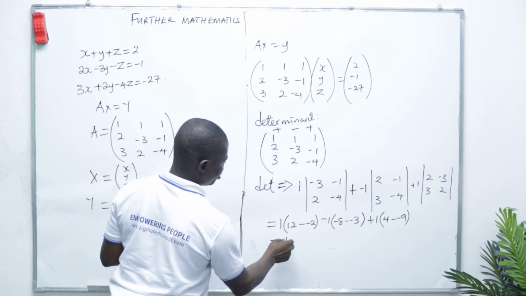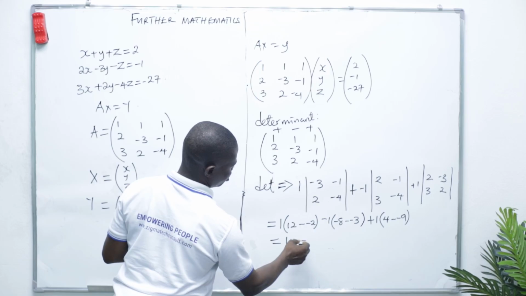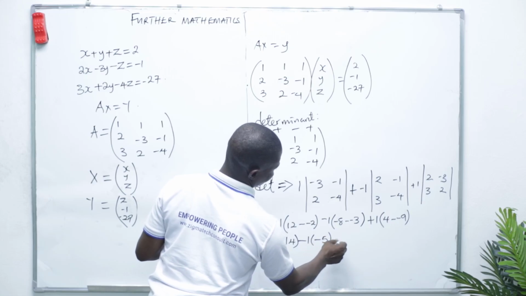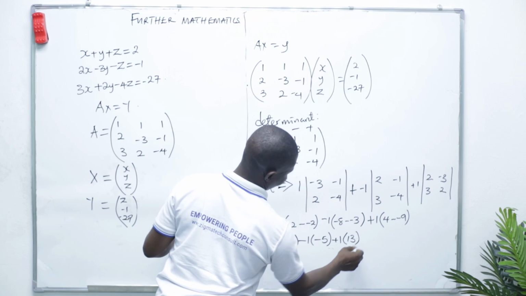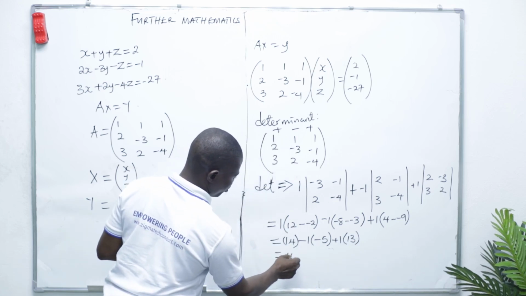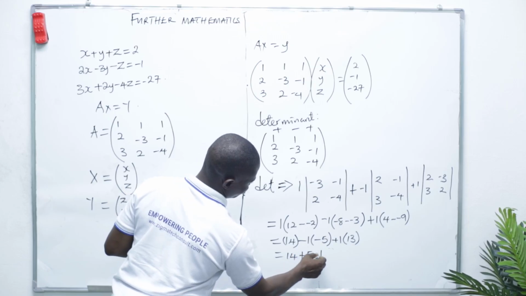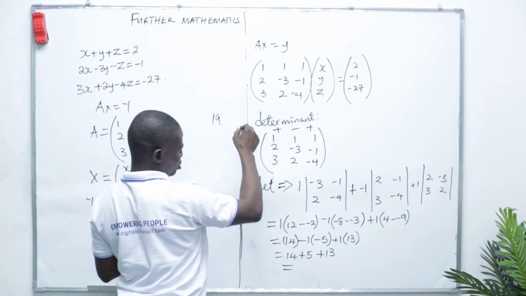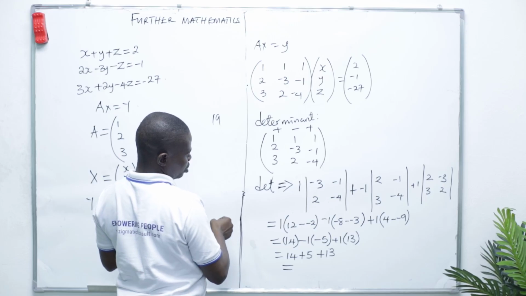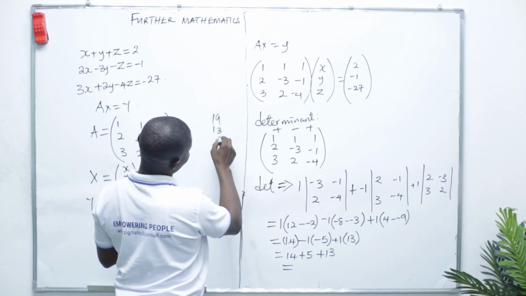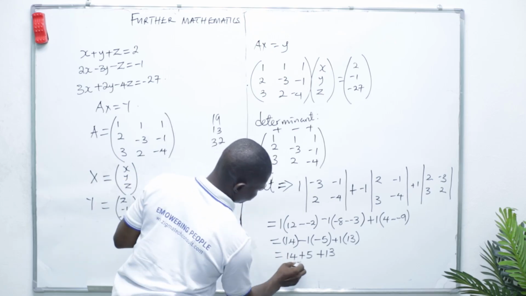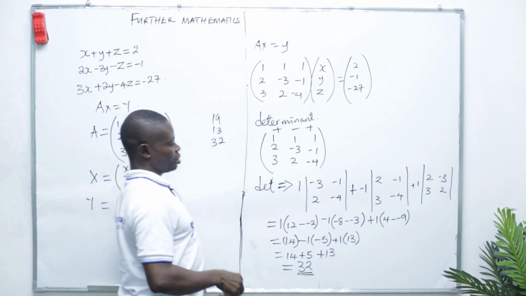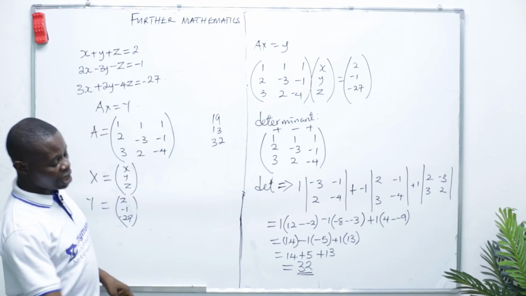This will give me 14, minus 1 into minus 5, plus 1 into 13. 14 plus 5 plus 13 will give me 32. I have 32 as my determinant.